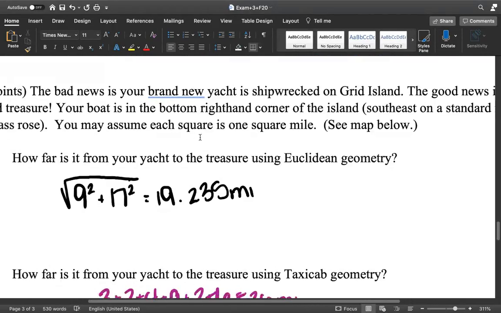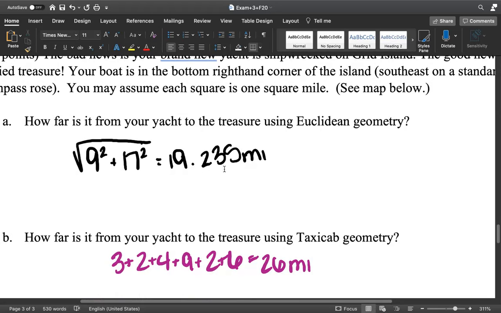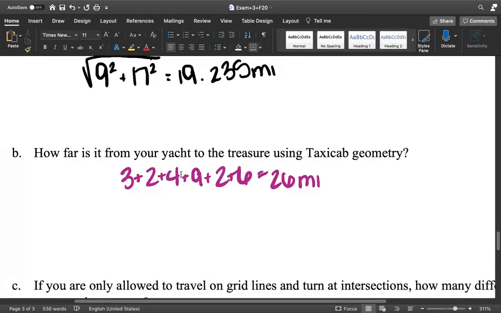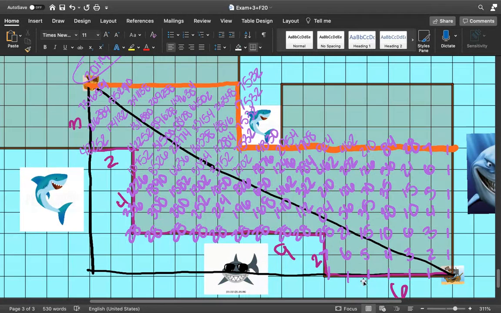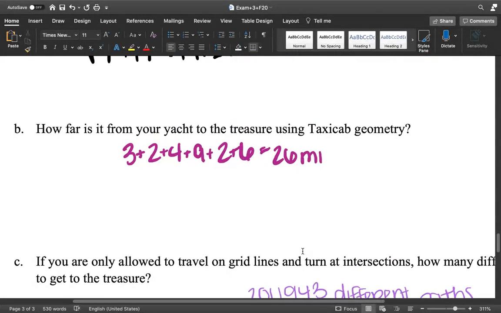For question number 3, I found that the distance was 19.235. I did 9 squared plus 17 squared, and I took the square root to get our hypotenuse. For B, I found the distance along the edge to be 26 miles, and that was the distance using taxicab.